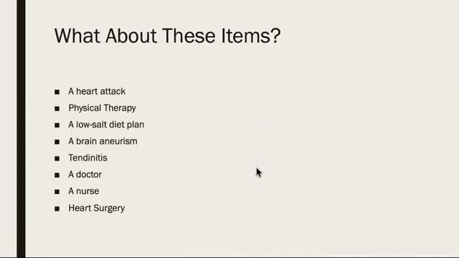You can follow along. So, a heart attack, physical therapy, a low-salt diet plan, a brain aneurysm, tendinitis, a doctor, a nurse, and heart surgery. So altogether, what things do these items have in common? As a whole group, they're all related to the medical field, right? But if you wanted to organize it into smaller, more specific groups, let's say, organize it into 3. How would you organize it?